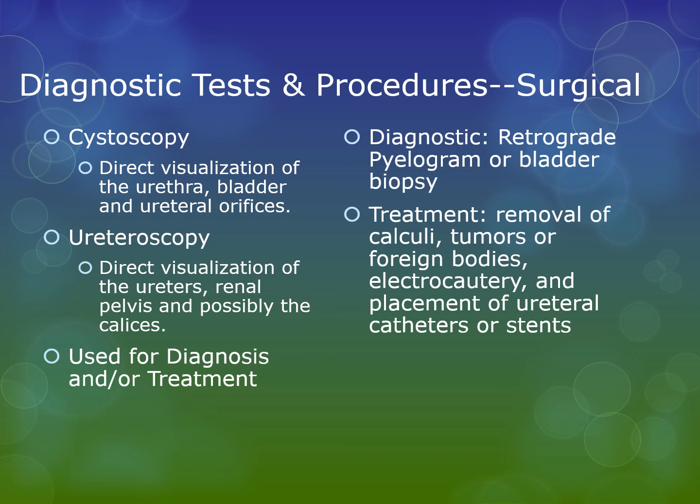The other diagnostic, I've already mentioned to you, the retrograde pyelogram. You can use a cystoscope to put a catheter into the ureter, right into the ureteral orifice, and inject that dye, just like I showed you in the X-ray portion. But you can also do other things with the cystoscope. You can do a bladder biopsy.